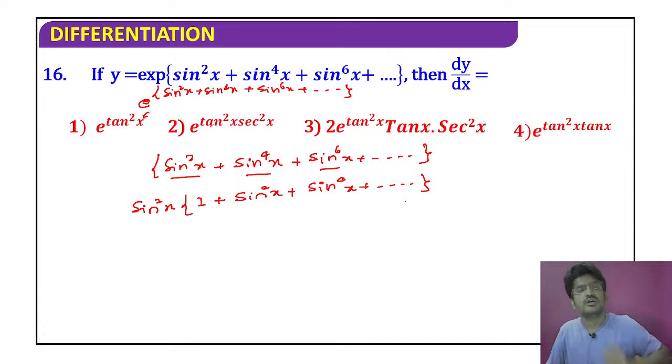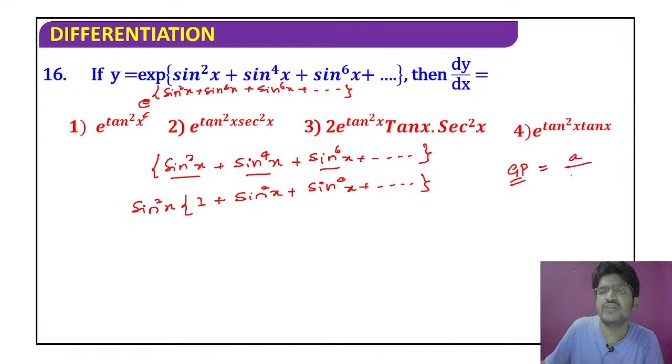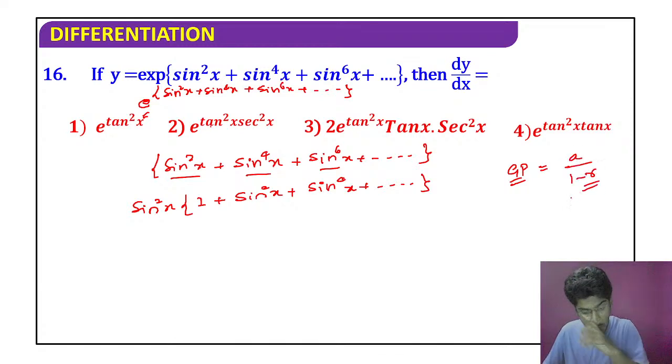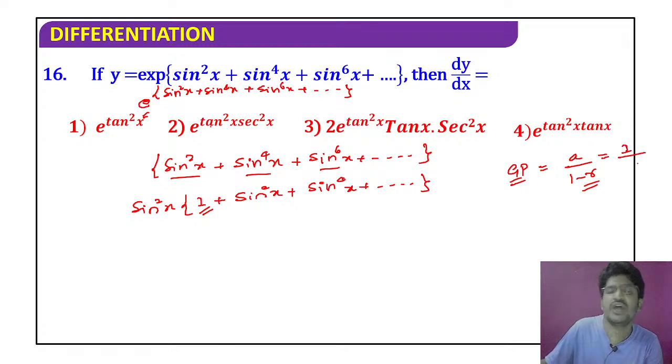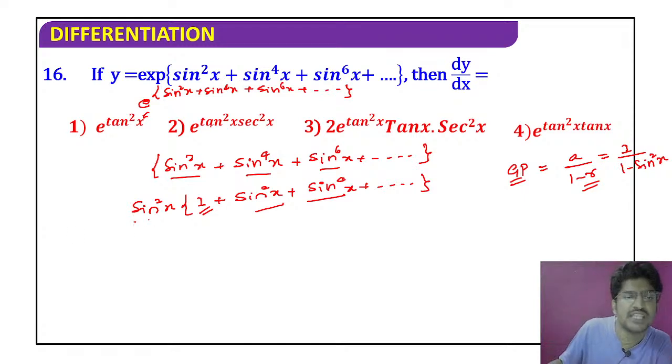Okay. So in the previous problem we have discussed about GP, that is a divided by 1 minus r. Now you can just see a term is 1. So here you can just write 1 divided by 1 minus common ratio. See, common ratio between the second term and the first term will be sin square x. So 1 minus sin square x. Now already sin square x outside you have. So therefore sin square x into 1 divided by 1 minus sin square x.